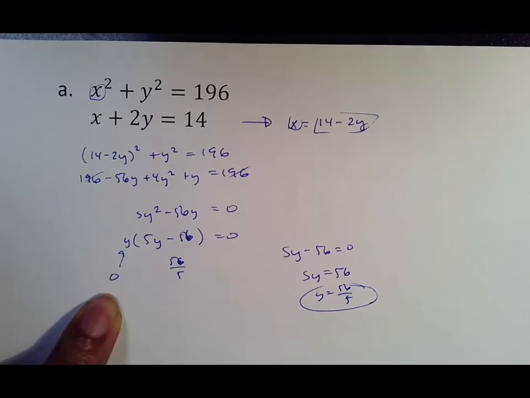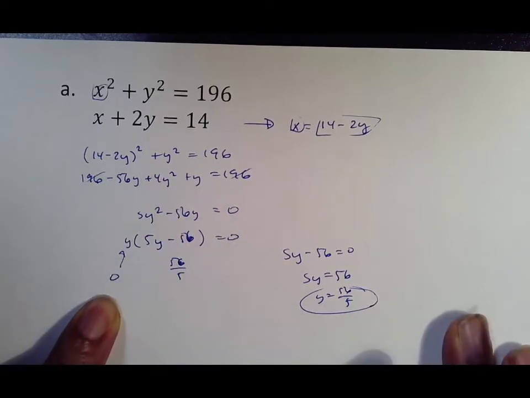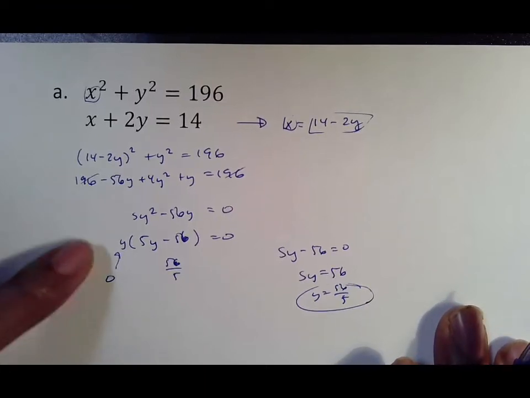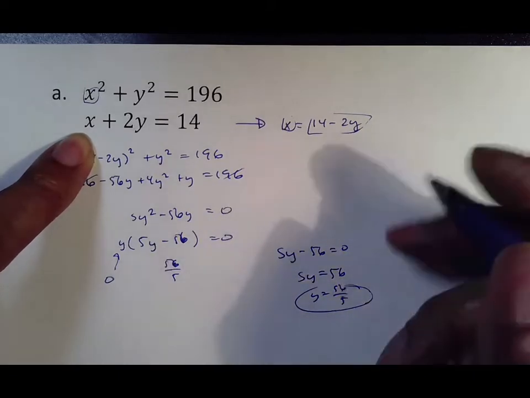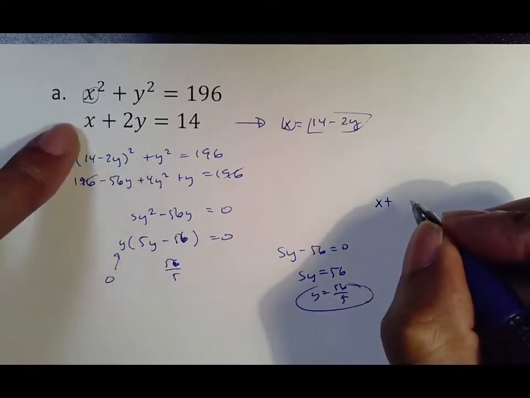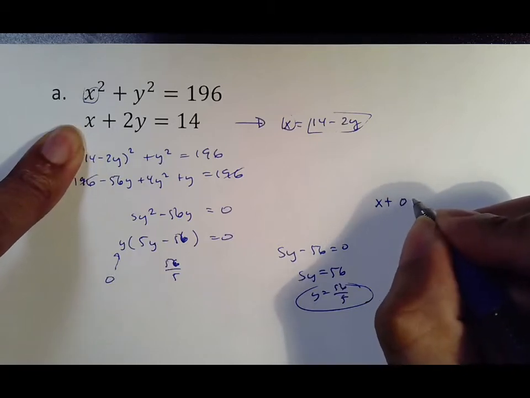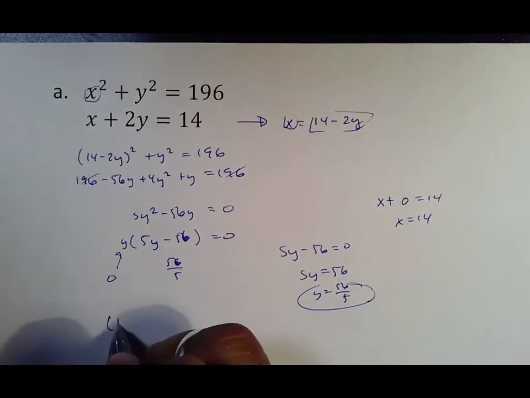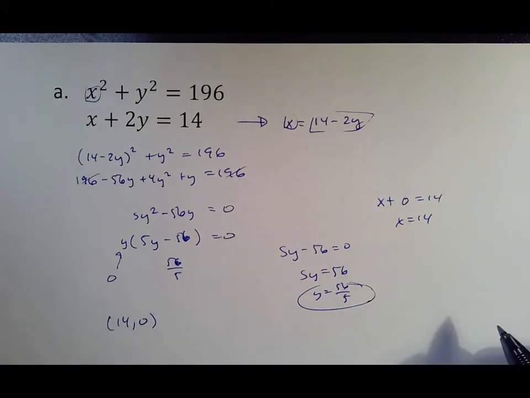And so now what we have to do is take these answers and plug them back in. It doesn't matter which one you do, but I would always choose the easier one, which means in this case I would choose the bottom one. So in this case it would be x plus, well, if y was 0, you'd end up with x plus 0 equals 14, which means that x is 14. So one of those would be 14 comma 0.